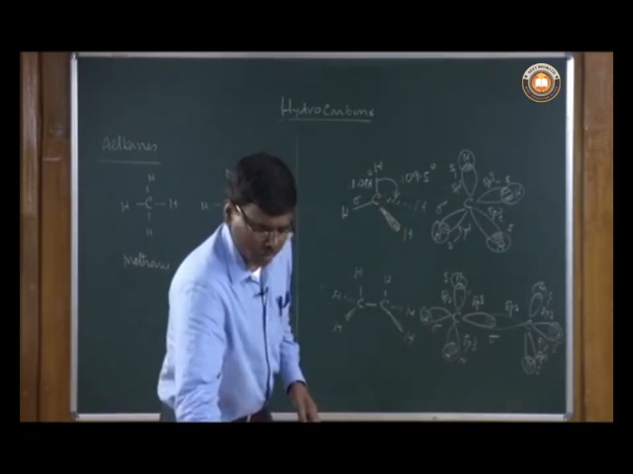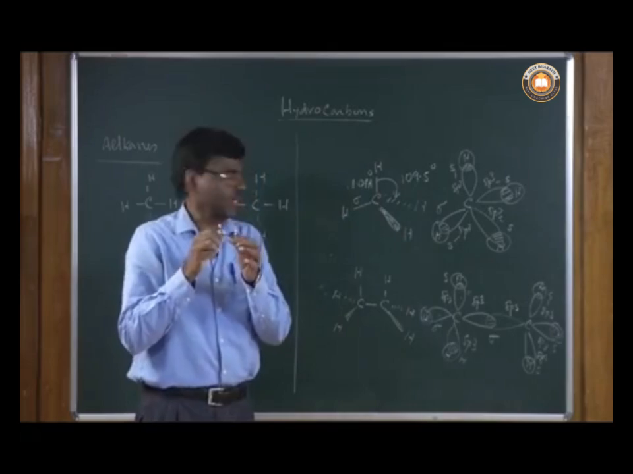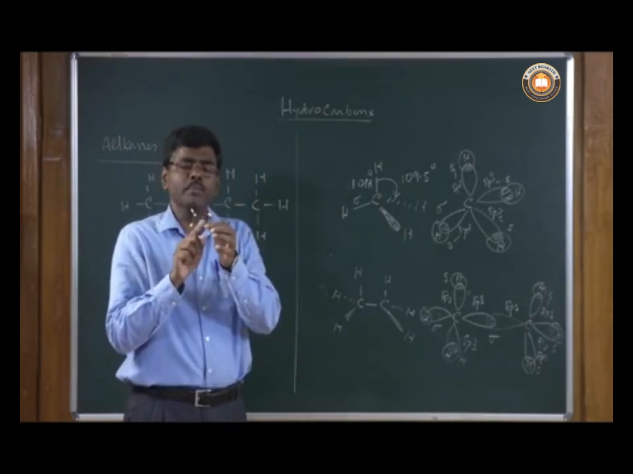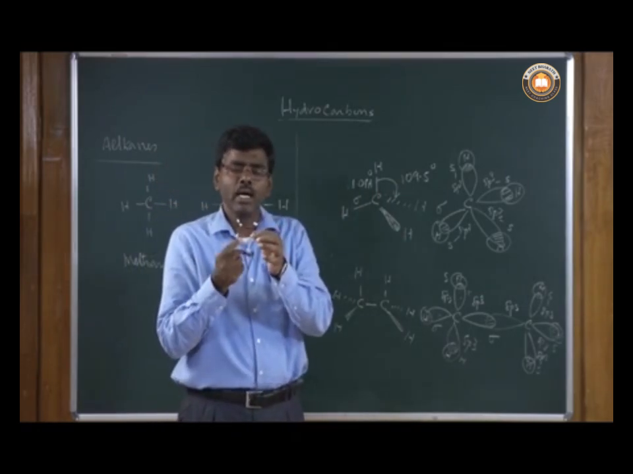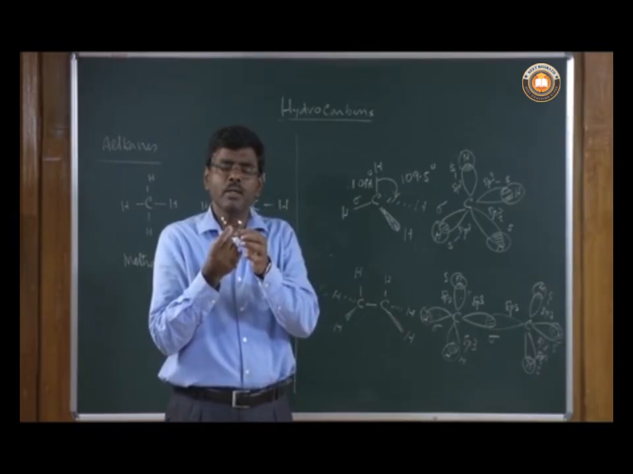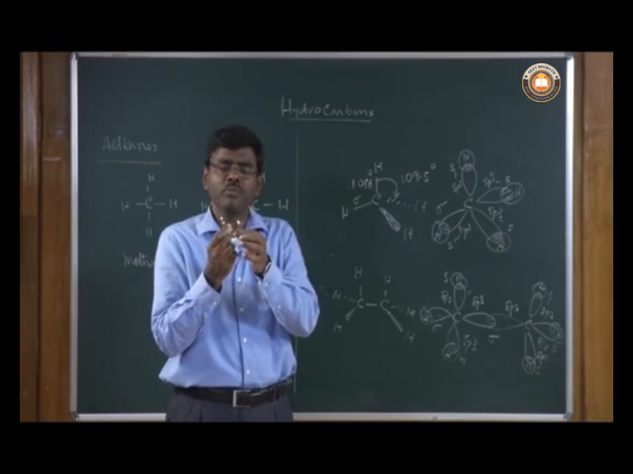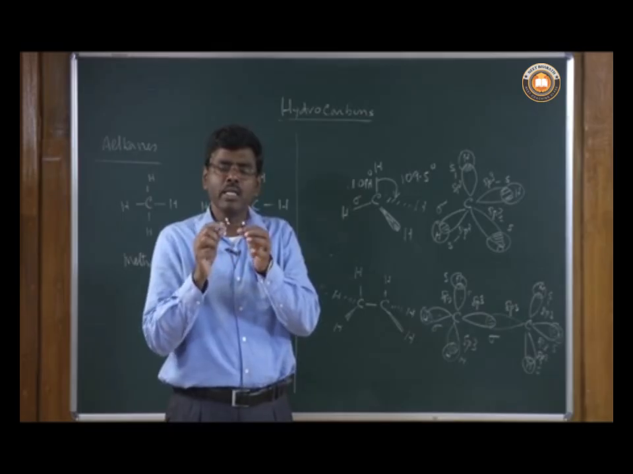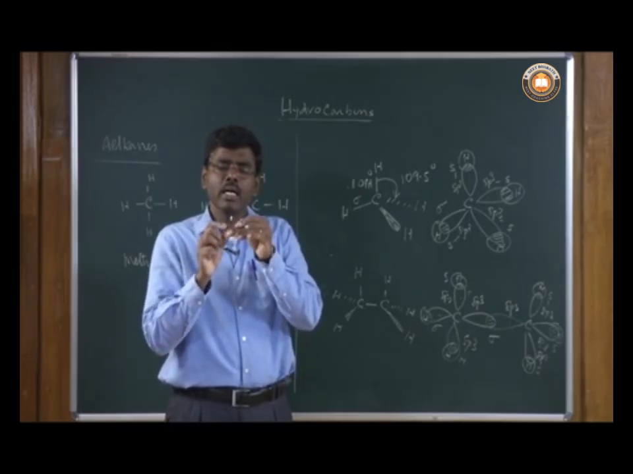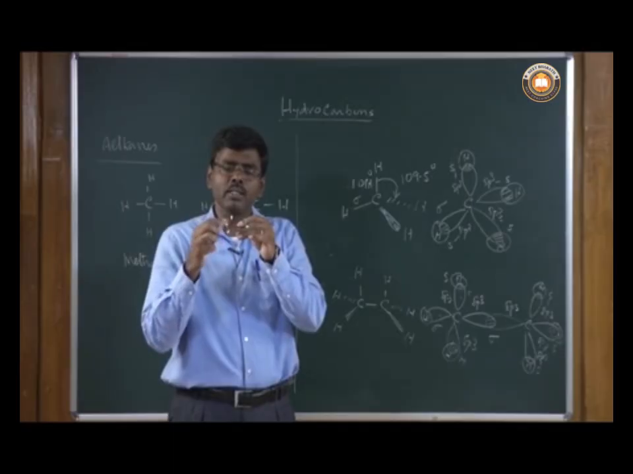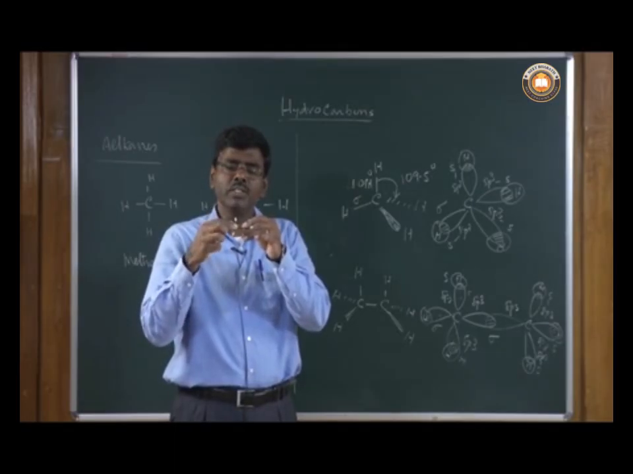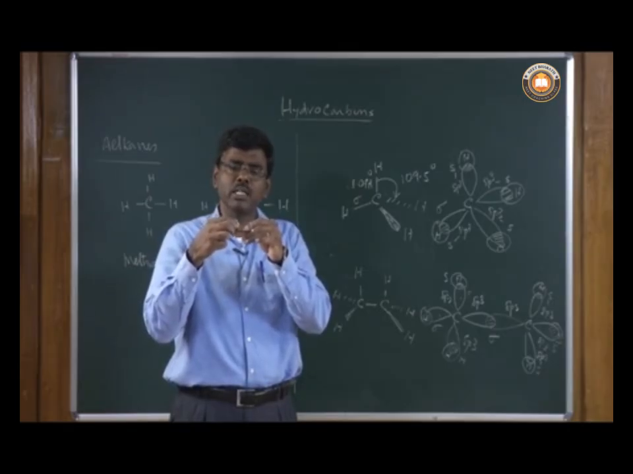So, this is the structure of ethane. If you look at it, you have the carbon-carbon sigma bond, formed due to the overlapping of the sp3 hybridized orbital of this carbon with the sp3 hybridized orbital of this carbon. In addition to that, there are carbon-hydrogen sigma bonds. There are 3 carbon-hydrogen sigma bonds on this carbon, formed due to the overlapping of the sp3 hybridized orbital of this carbon with the hydrogen s orbital.